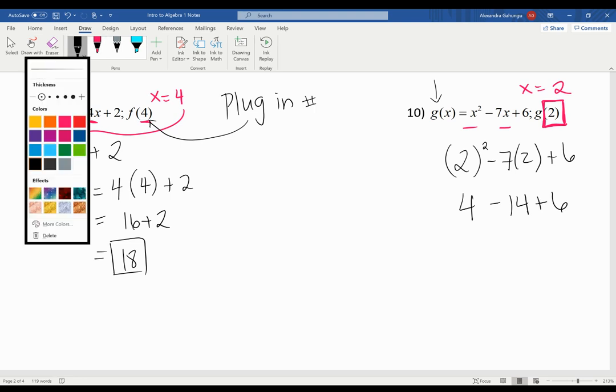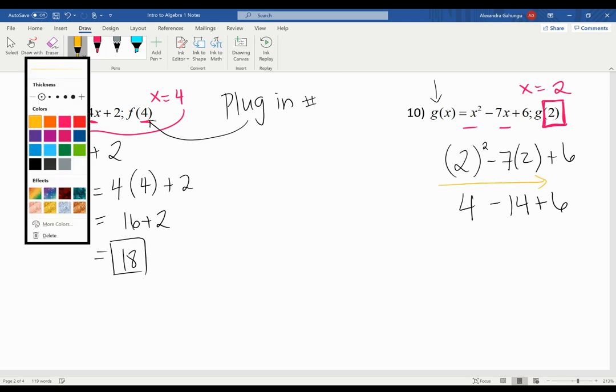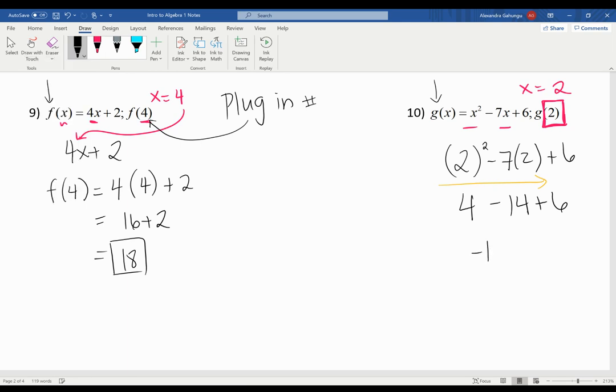We're kind of doing all the steps together now. And since we have addition and subtraction, we're moving from left to right. So 4 minus 14, that's a negative number, so negative 10 plus 6, and negative 10 plus 6 is also negative, we get negative 4.